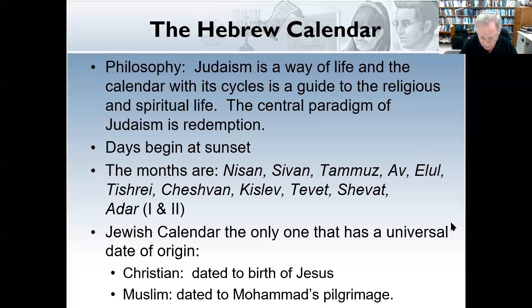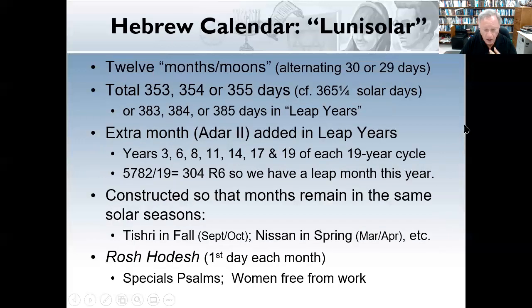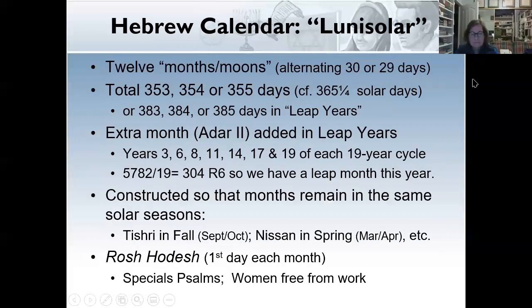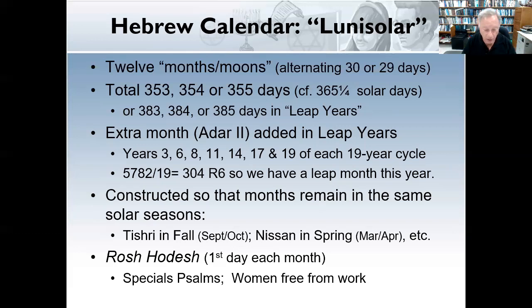Okay, let me move on. So the Hebrew calendar is both lunar and solar. This makes it quite novel and quite interesting. I don't know if there are any other calendars that do both. So there are 12 months in the Hebrew calendar. And because they are tied to the phases of the moon, each new moon, the first crescent of the moon, begins a new month.